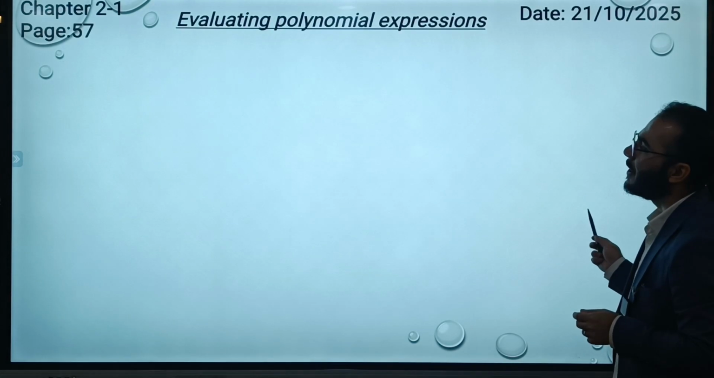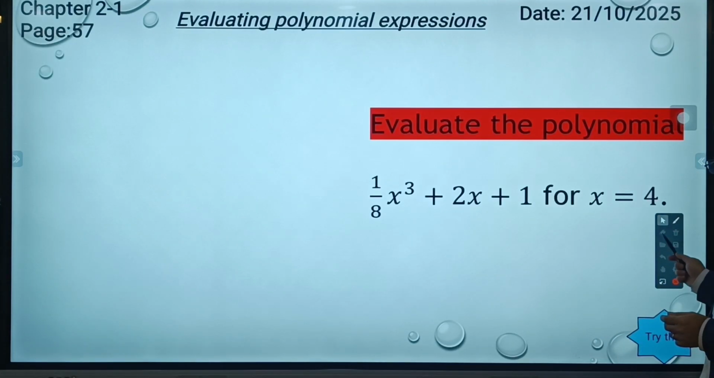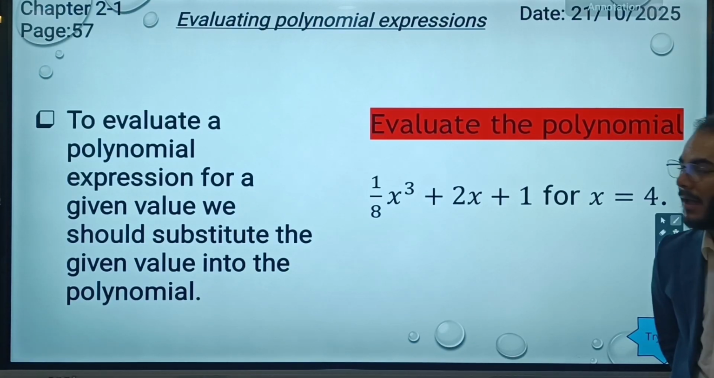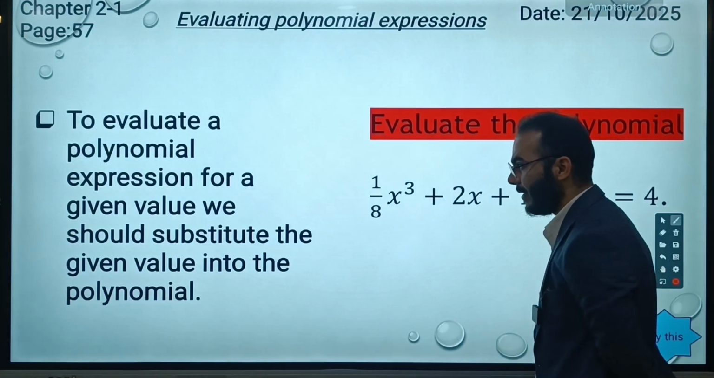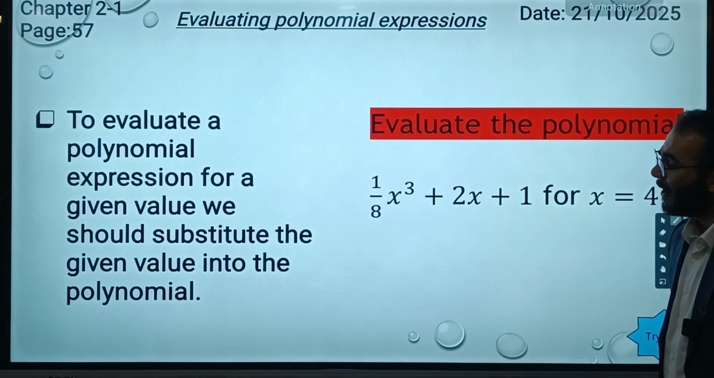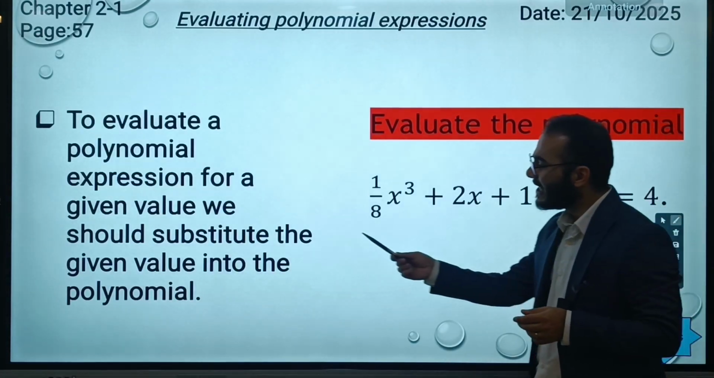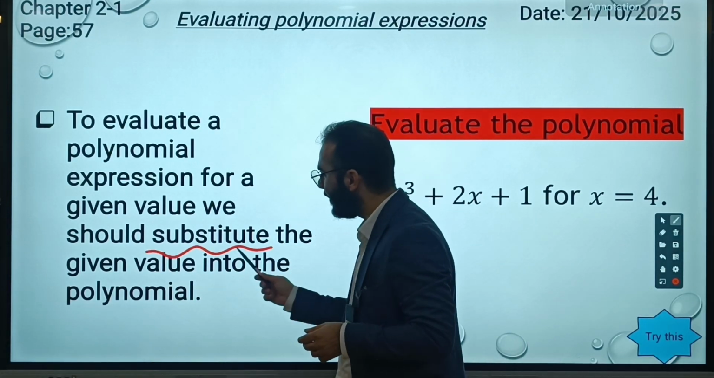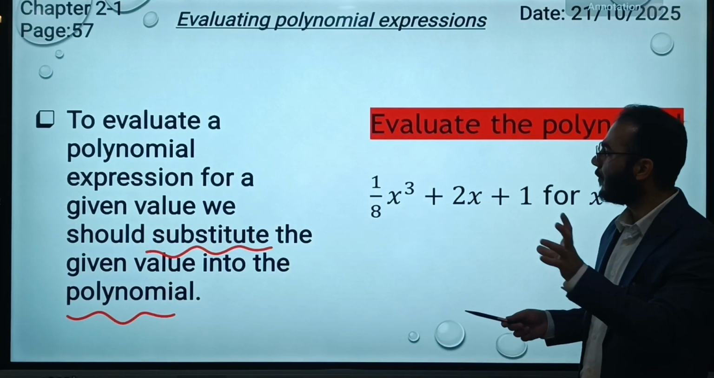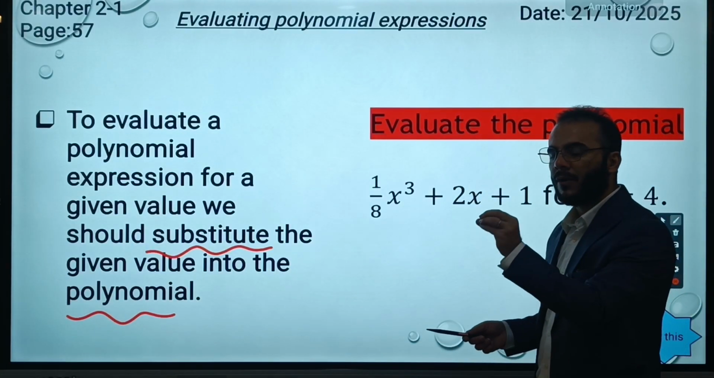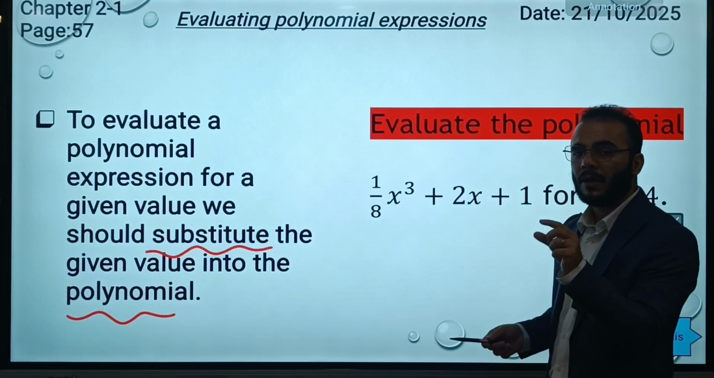Okay? Right now, the next topic in this lesson is about evaluating. How are we going to evaluate an expression? To evaluate a polynomial expression, you have already studied how to evaluate an expression in previous grades. To evaluate a polynomial expression for a given value, we should substitute the given value into the polynomial. So whenever it asks you to evaluate the given polynomial for the given value, you need to substitute that value into the whole expression. Instead of each variable, you need to put the given value.